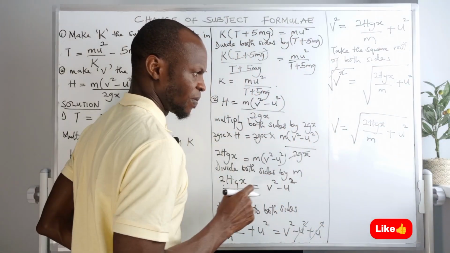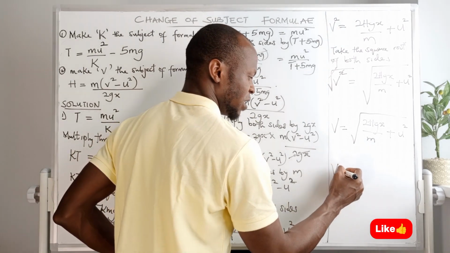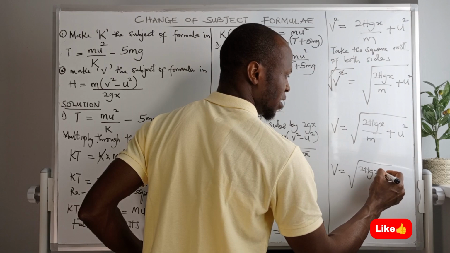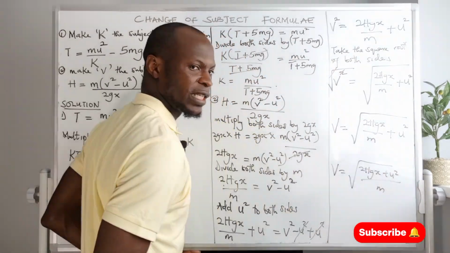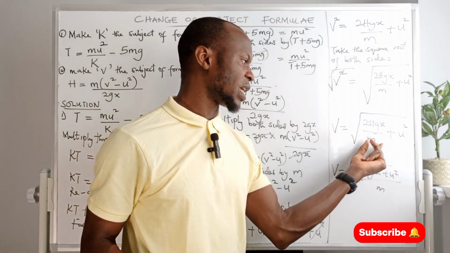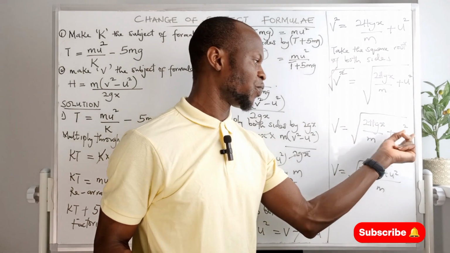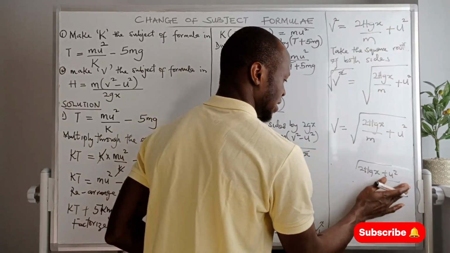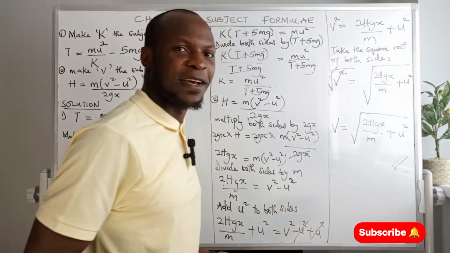Please take note. What we have here is not the same thing as phi equals square root of 2hgx plus u squared all divided by m. This and this are not the same. Please take note. This m is only attached to 2hgx. This u squared is an addition term added to this fraction, okay? So this is my final answer, okay?